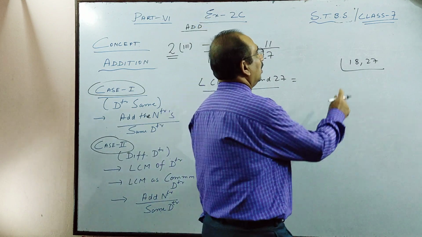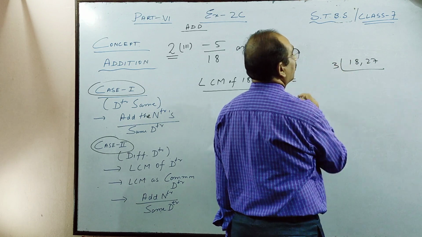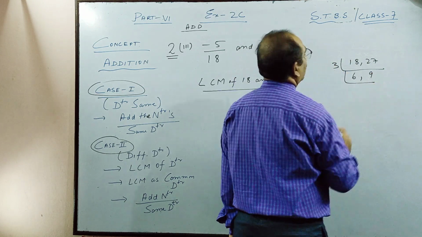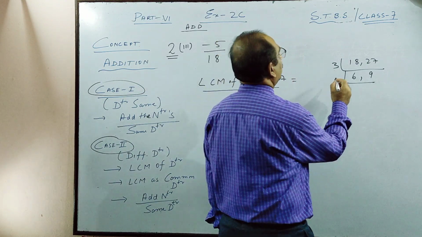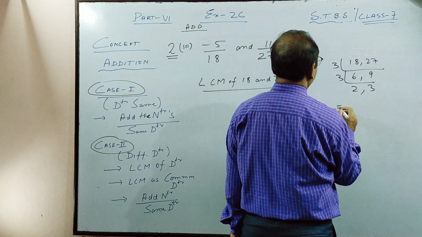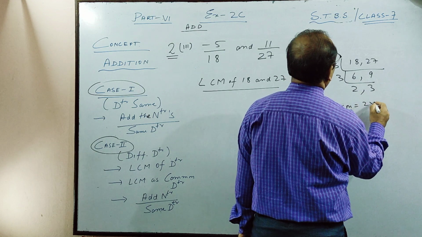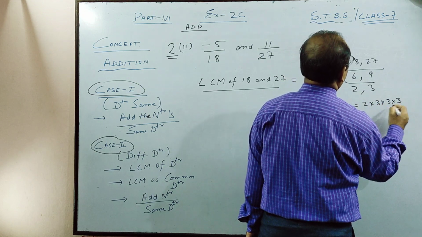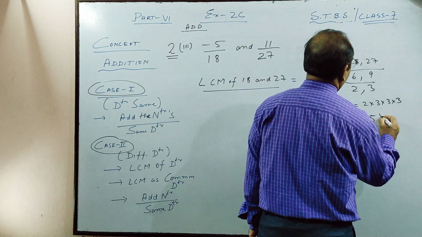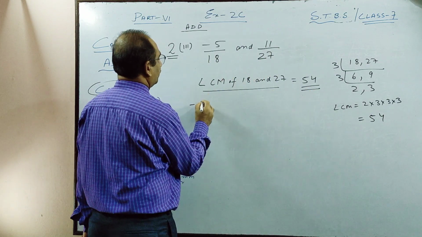Okay, 2, only one number will go. This will not go, so I start with prime number 3. 3 6s are 18, 3 9s are 27. Again we divide by 3, 3 2s are 6, 3 3s are 9. So LCM is 2 into 3 into 3 into 3. 6 3s are 18, 3 18s are 54. So our common denominator is 54.